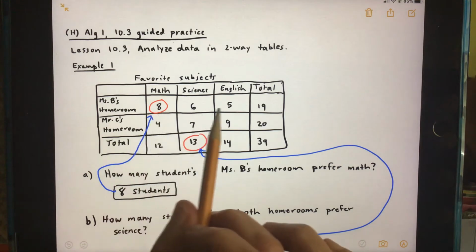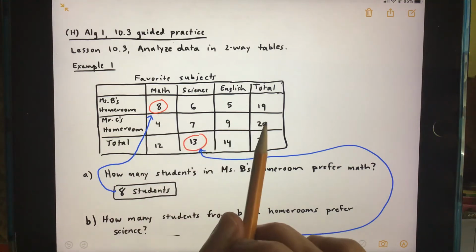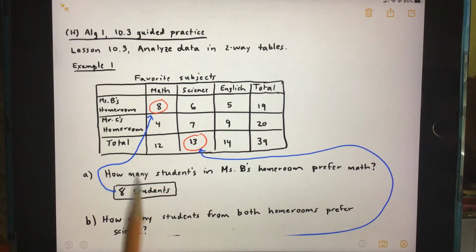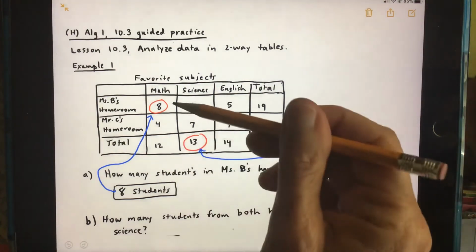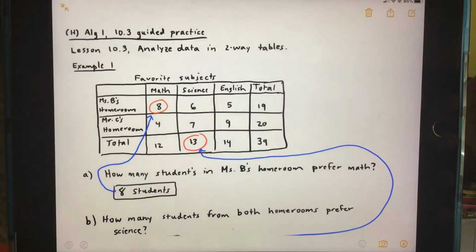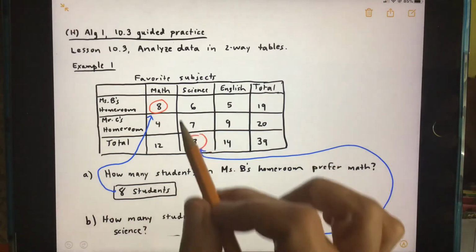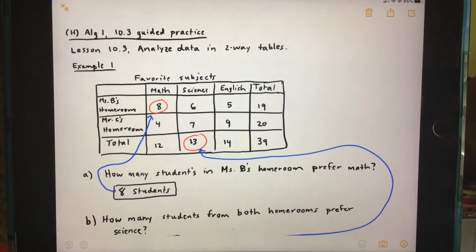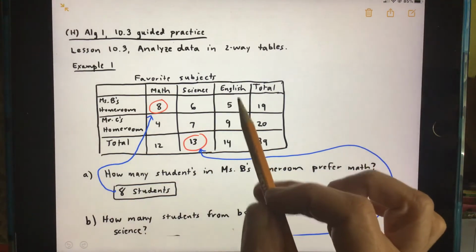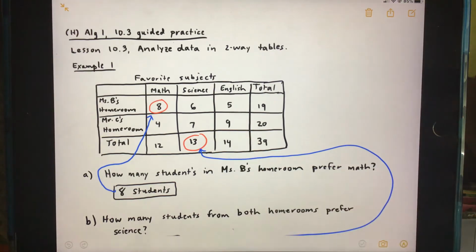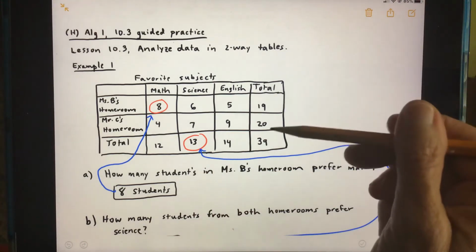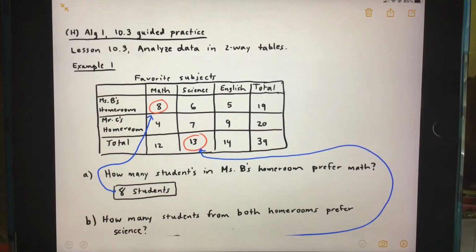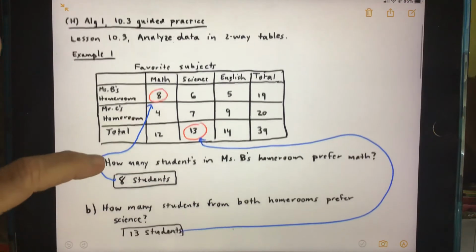Going across, these three numbers add to 19, these three add to 20. But not only do they add across, they also add down. The total number of math favorite subject people, 8 plus 4, is 12. 6 plus 7 is 13 for the number of students who like science best, and for the total number who like English best, 5 plus 9 is 14. Then of course we total across this way, and 12 plus 13 plus 14 will be 39, and so will 19 plus 20 make 39. So all our numbers add up. We're just getting oriented on interpreting a two-way table.